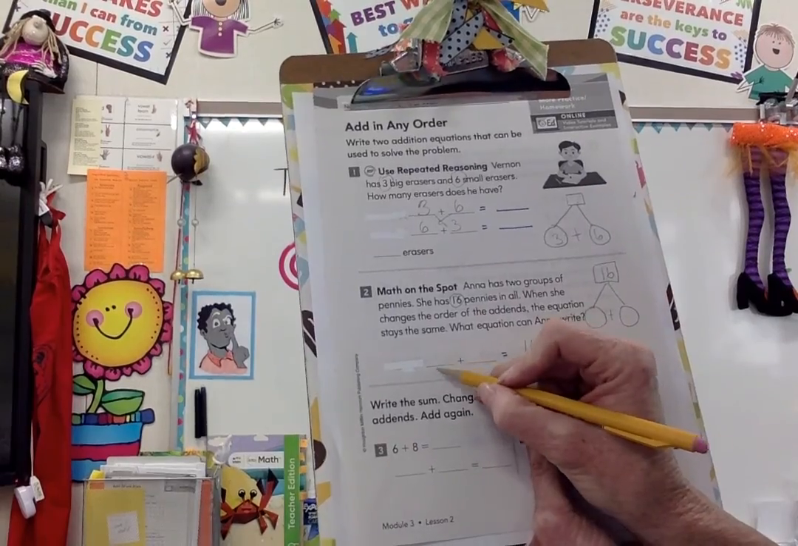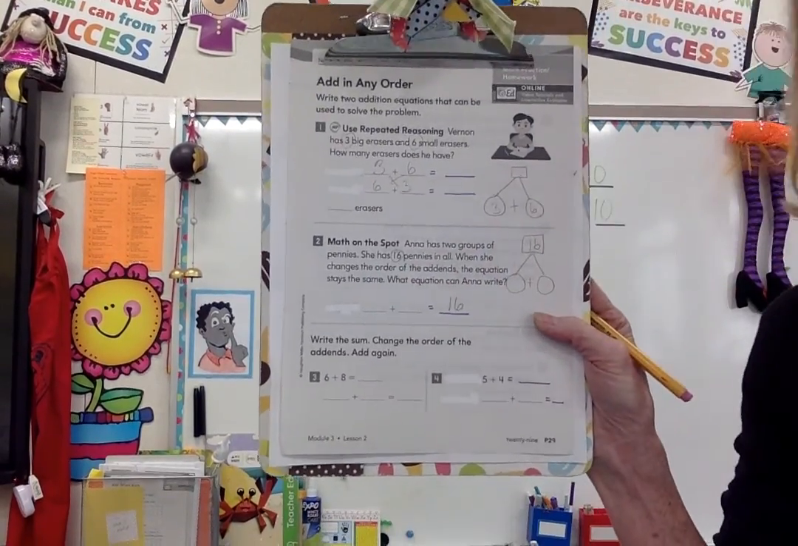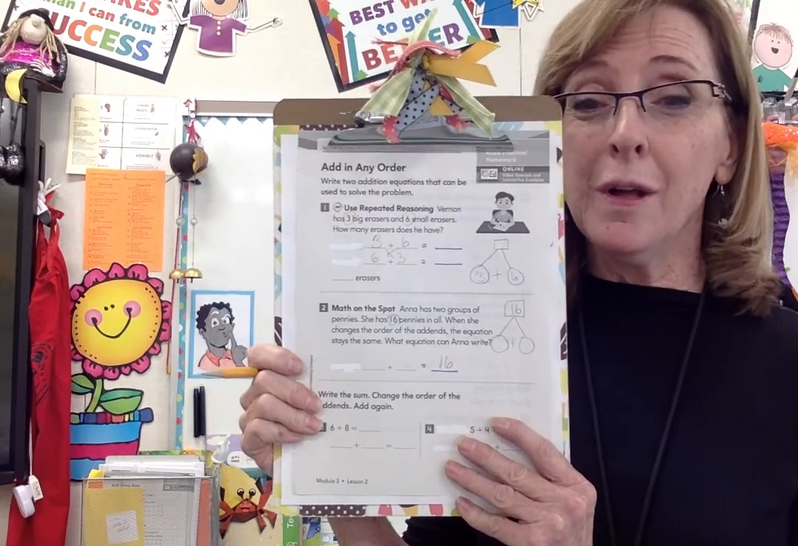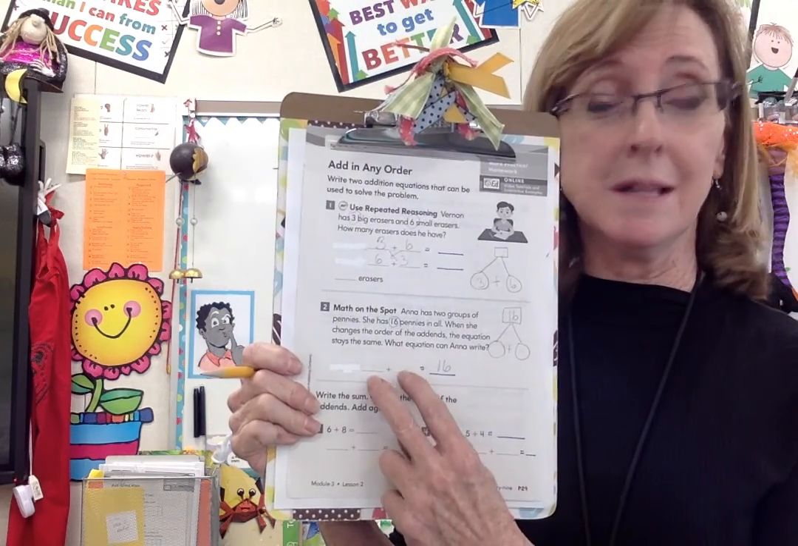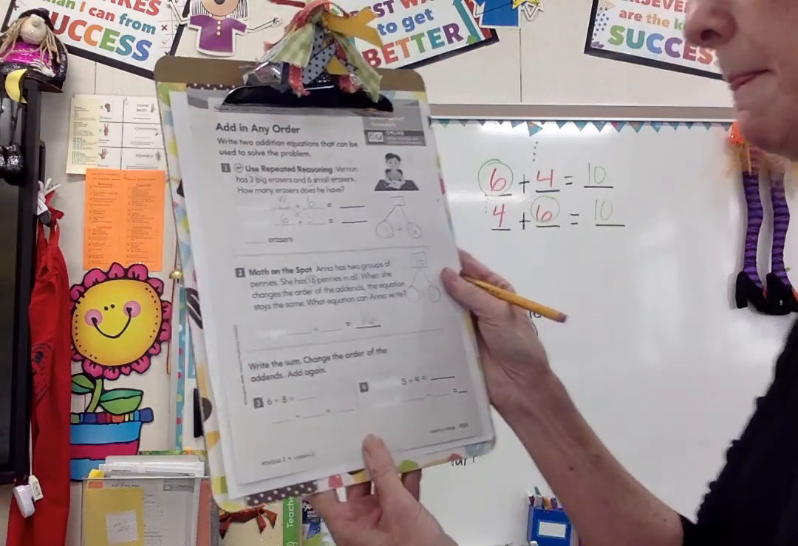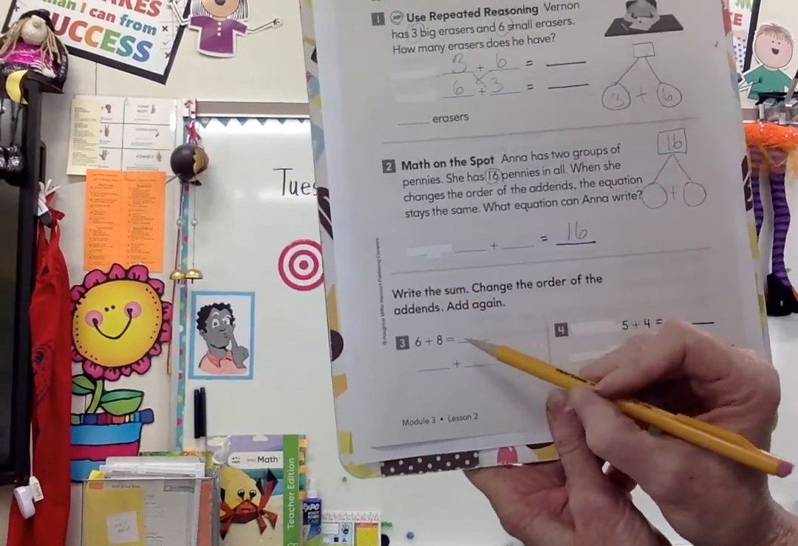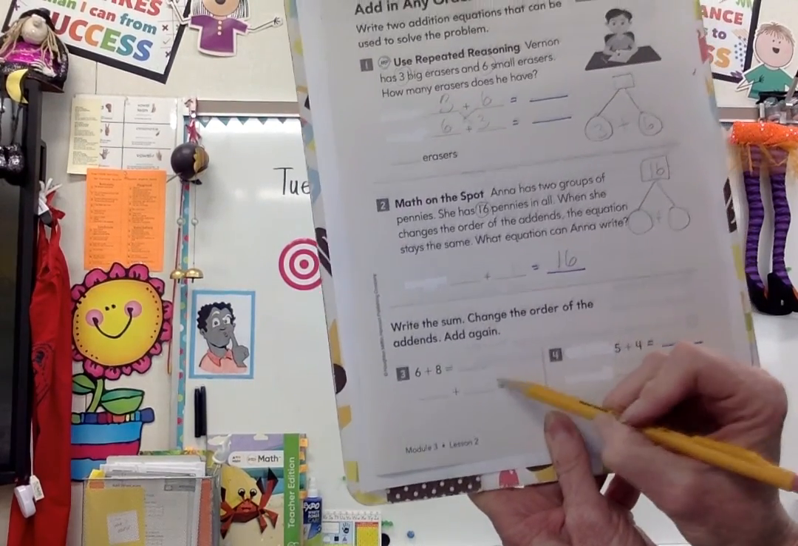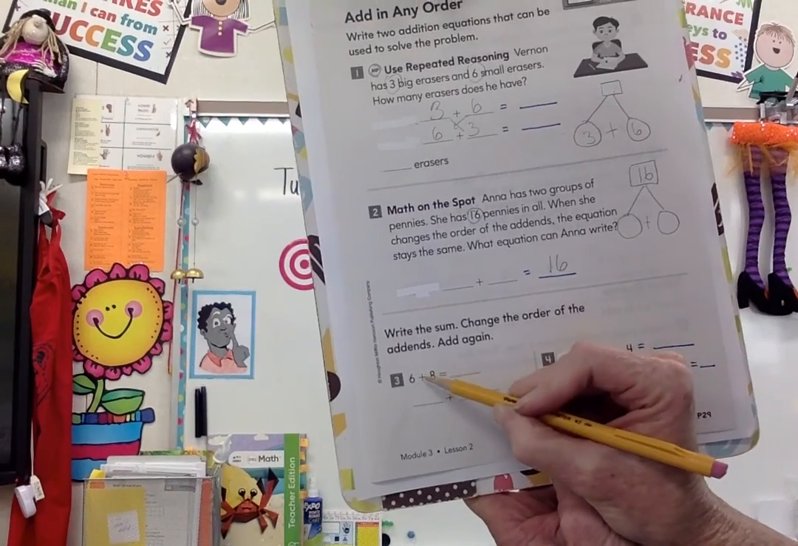You can come up with any 2 numbers that equal 16, and it does not matter what order they're in, because we know that the commutative property lets us put them in any order. Okay? I'd like you to do that here. Write the sum. You're going to add these up, and then you're going to change the order down below. So add these up, then change the order.